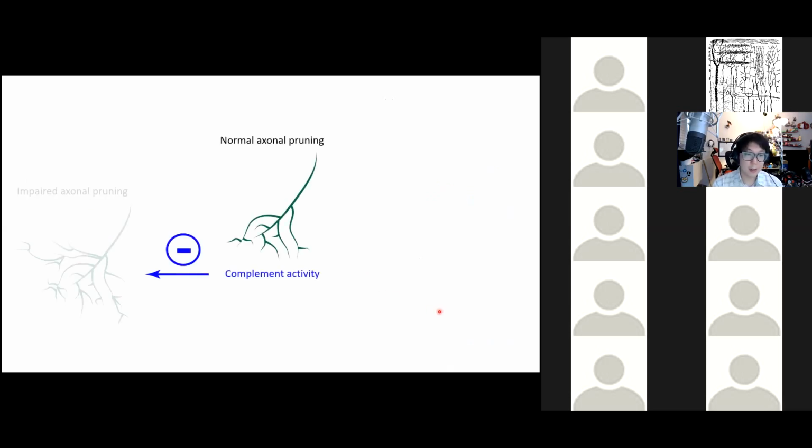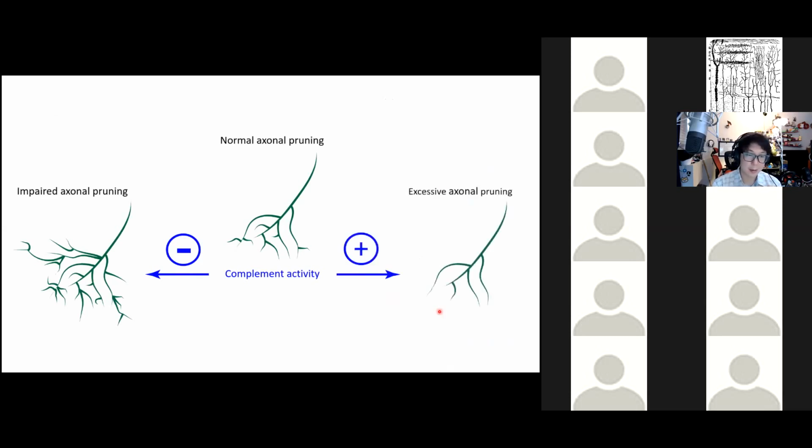So what we found was that complement activity modulates axonal pruning. Inhibiting the complement system at the single axon level results in impaired axonal pruning. On the other hand, if we enhance complement activity at the single axon level, this results in excessive axonal pruning.